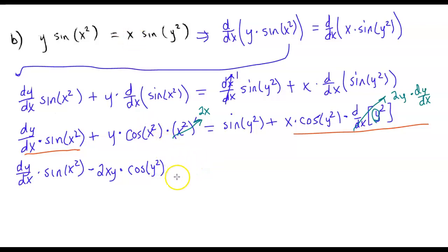And I believe that's all for that one, equal. Now on this side, we have sine of y squared. But notice that on the left side here, we haven't dealt with this yet. So we're going to have to subtract both sides by this term here. So this is going to be a minus 2xy, because we got the 2, the x, and the y. And then cosine of x squared.